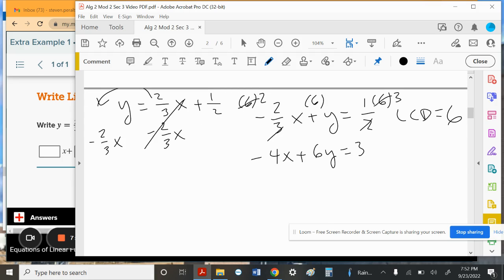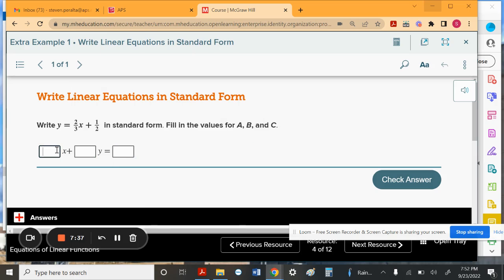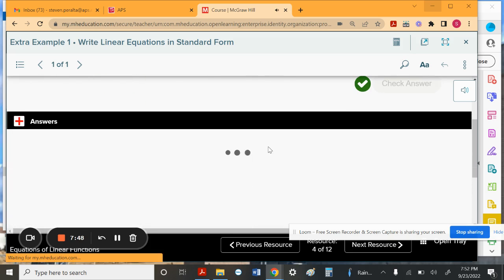And then we're going to multiply everything by -1. So we're going to change all the signs. So 4x minus 6y equals -3. So a equals 4, b equals -6, and c equals -3. So 4, -6, and -3. And then we check our answer and everything looks good.